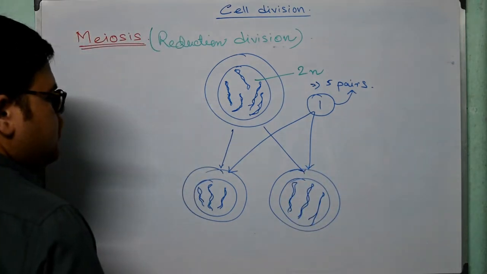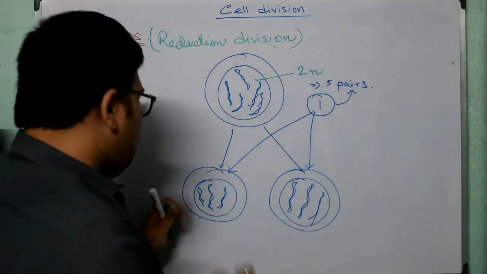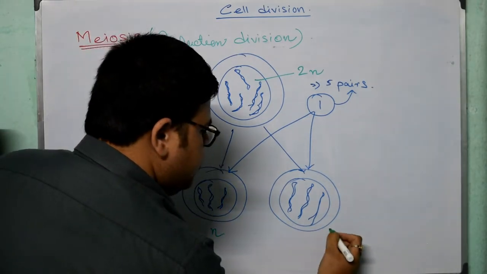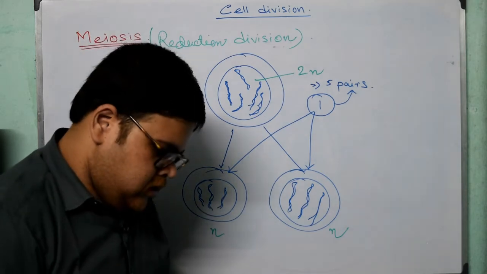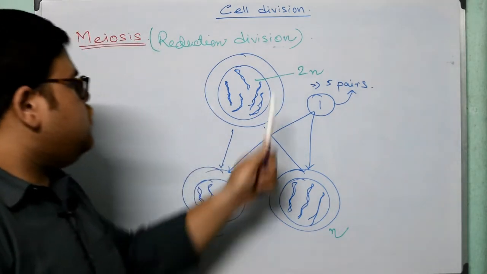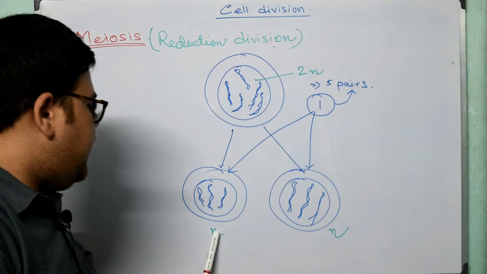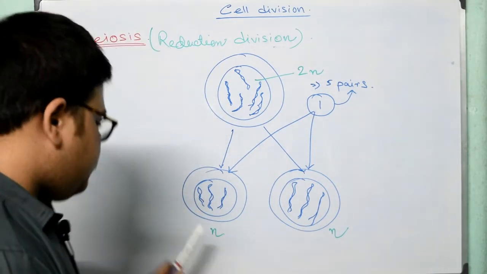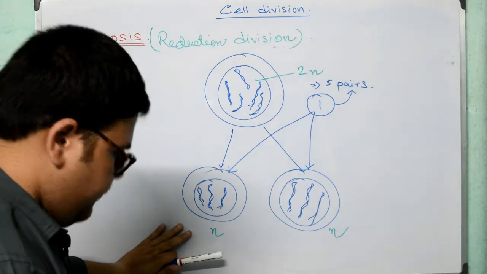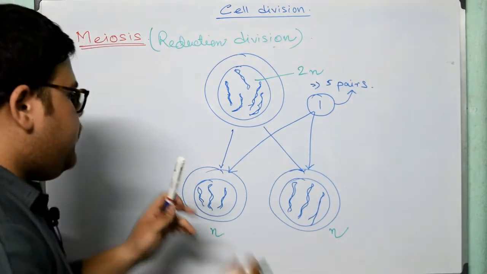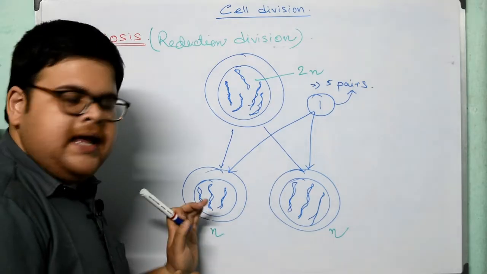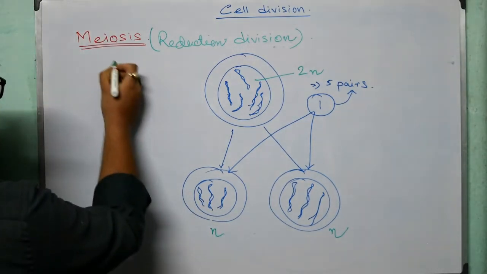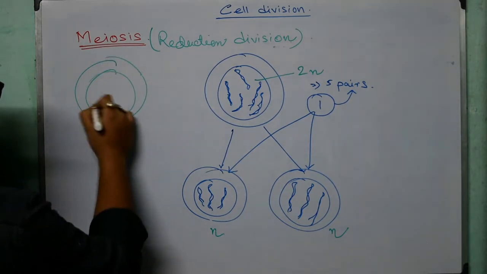Okay, so this will form one particular n, and this will form another particular n. So this 2n breaks into n and another n. Okay, now this n gets fused with another n that is coming from the other parent.